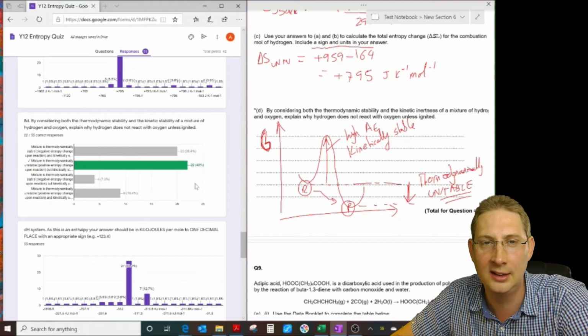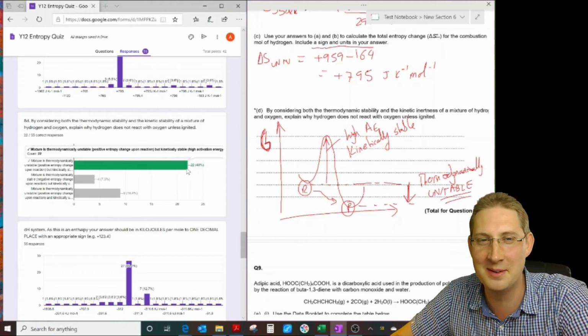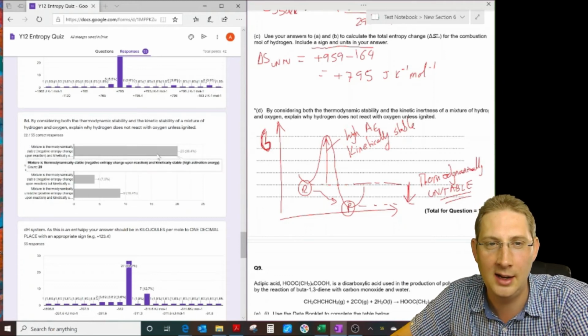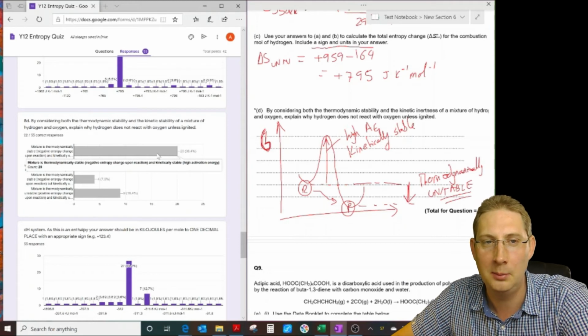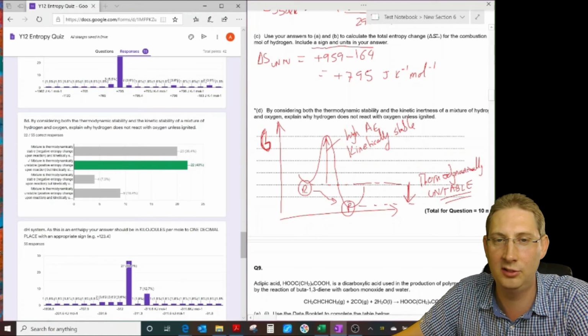40% of you got that. It was the best answer, or the highest numbered answer, but just behind that, people got that it was kinetically stable, but it's thermodynamically unstable because there's a positive entropy change.